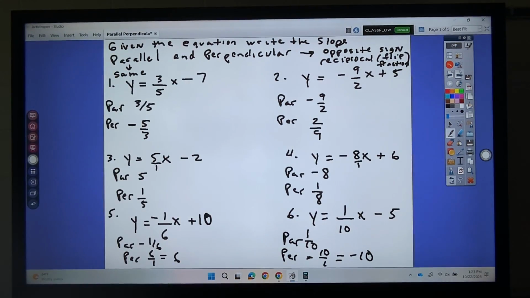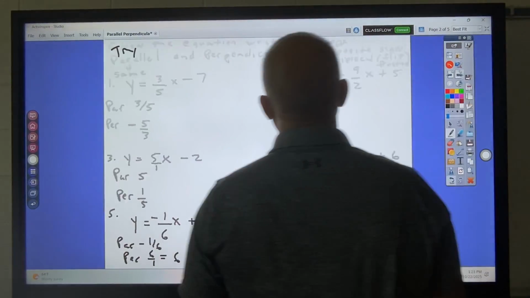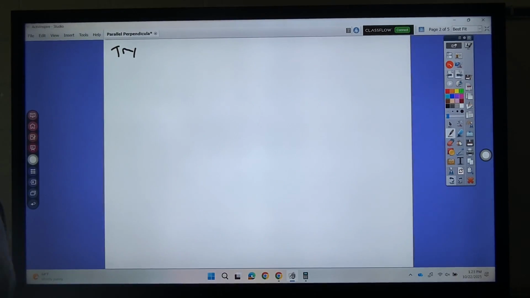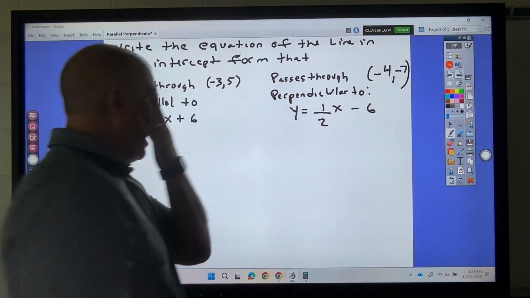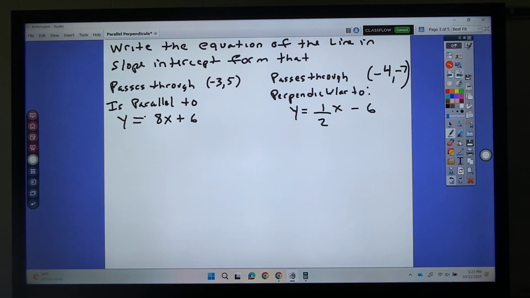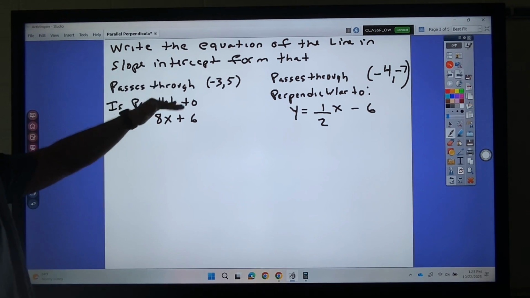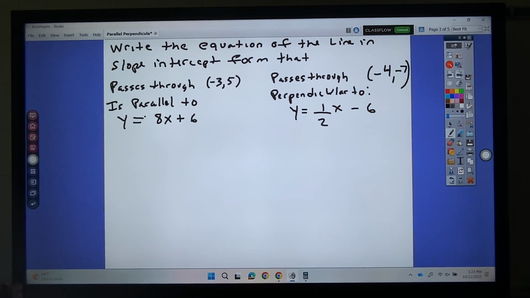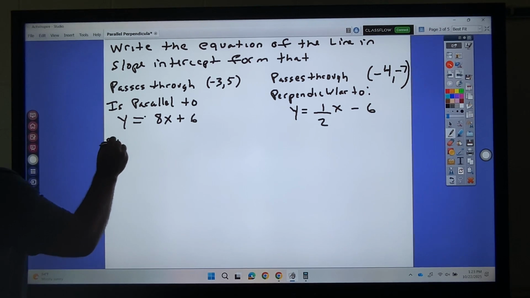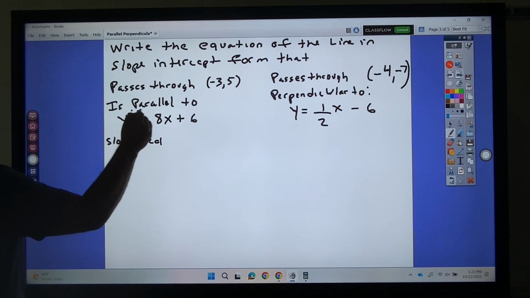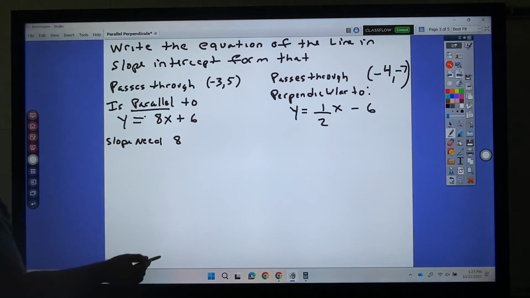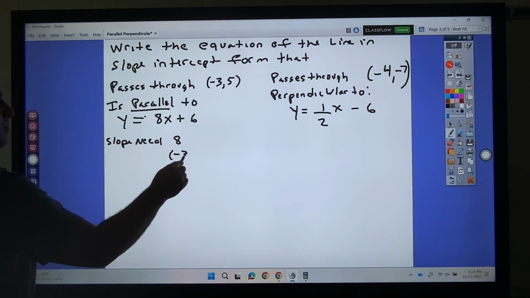Okay? All right, so go ahead and try the next few in Go Formative just to make sure you understand the slope concepts. Now, the second part of this is we're going to tie together the beginning of this unit to the end of this unit. It says write the equation of the line in slope-intercept form that passes through this point and is parallel. So what we have to do is identify what slope we need. If it is parallel, that means my slope is 8, and then that's my point.